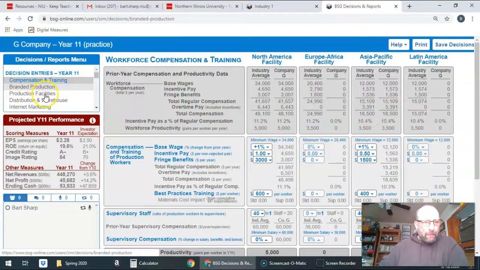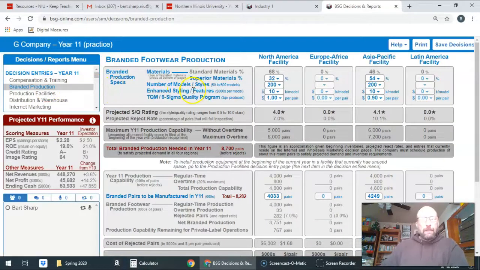You go to the next screen, which is branded production. Another decision you have to make is what kind of shoes you're going to produce. It doesn't get down to the level of we're going to make yellow shoes, we're going to make blue shoes. But you do decide what your SQ rating is going to be. SQ stands for style and quality. It just gets rolled into this one rating that can be between 1 and 10, basically. The higher the SQ, the more stylish and the higher quality the shoes are.